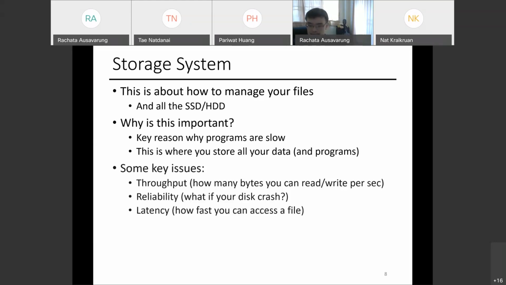How do you improve reliability? Right? What if your disk crashes? How many of you here heard about the word RAID? RAID. Have you heard of that word?